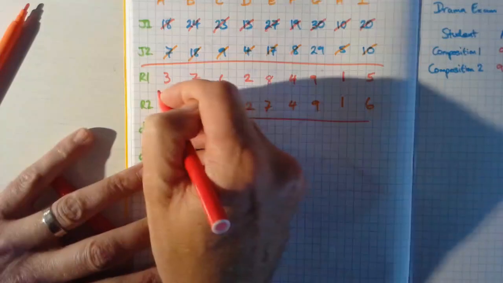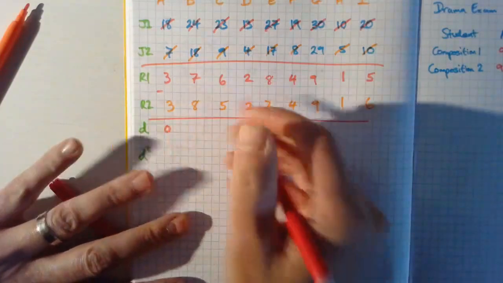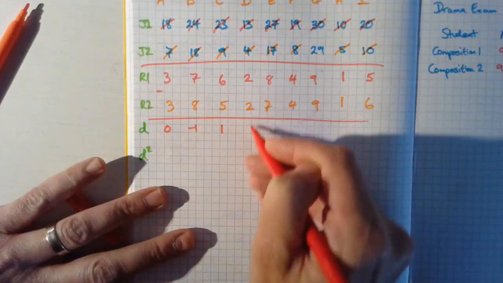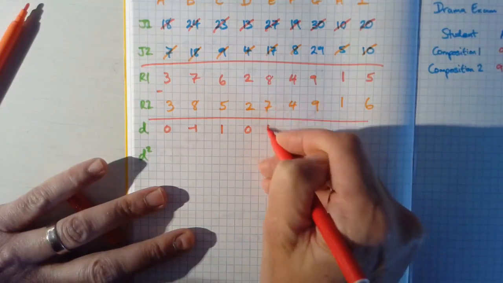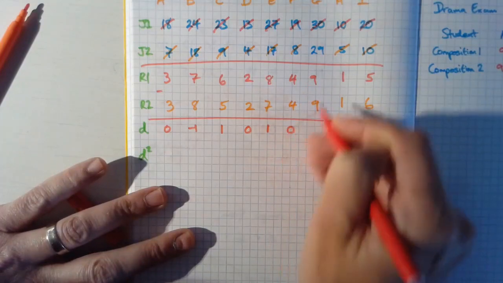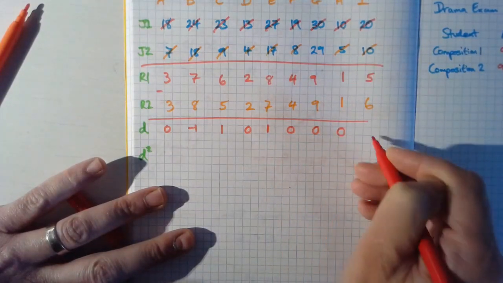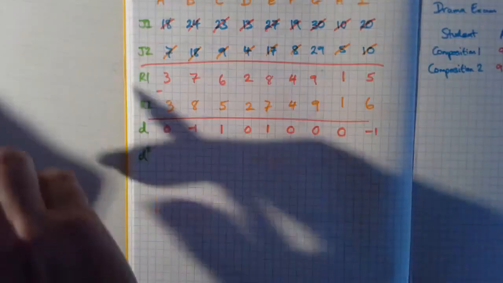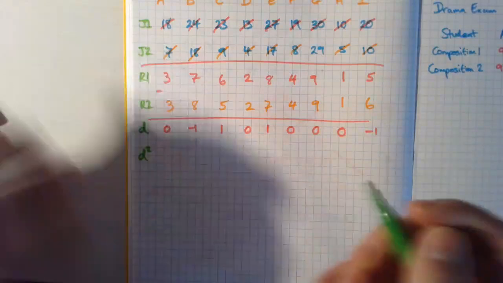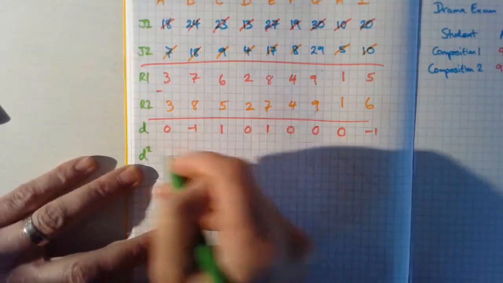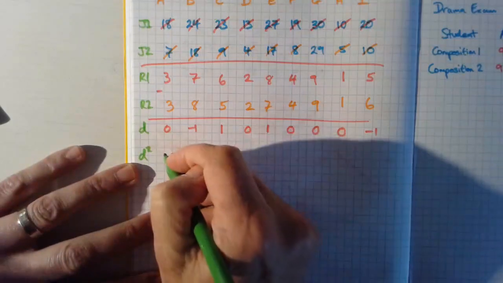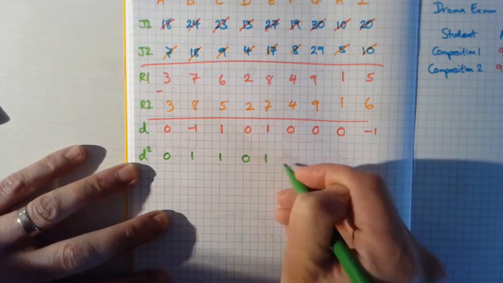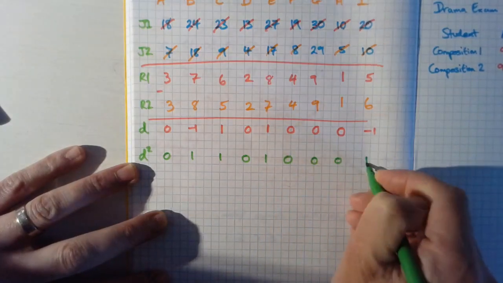So what we have to do now is take these ranks away. So 3 take 3 is 0, 7 take 8 is -1, 6 take 5 is 1, 2 take 2 is 0, 8 take 7 is 1, 4 take 4 is 0, 0, 0, -1. Now, as with the mean and standard deviation, we need to square these in order to remove the variation. Otherwise, if we add these up we will get 0. So 0, 1, 1, 0, 1, 0, 0, 0, 1.